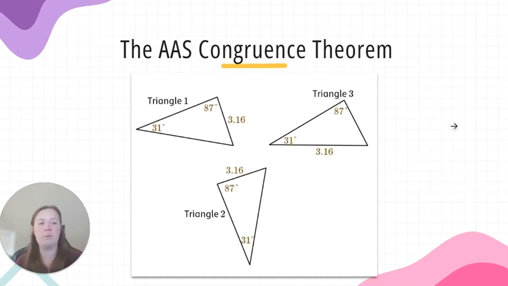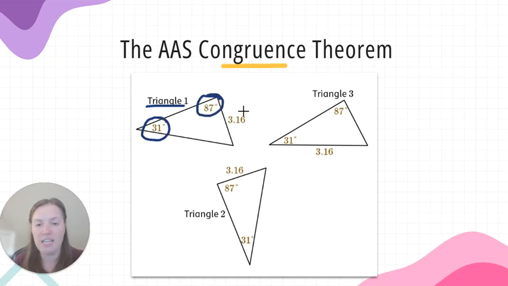Now let's do a little bit of an example. We're given 3 triangles. We need to use angle, side to show congruence. So in this case, we're looking at triangle number 1. We've got an angle, which is 37, an angle, which is 87, and then we've got a side. So we have angle, side. This could very much be one of our congruent triangles.